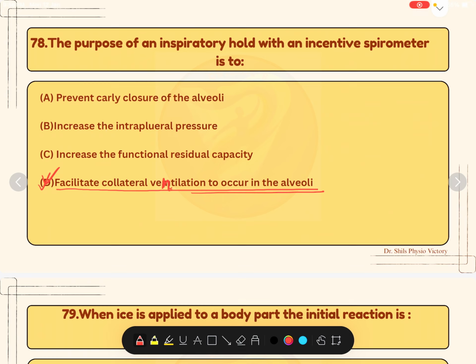An incentive spirometry is a device used after surgery. Basically the inspiratory hold, pushing the peak of inhalation for a few seconds, allows time for air to distribute evenly through the lungs via collateral ventilation pathways such as the pores of Kohn and canals of Lambert.